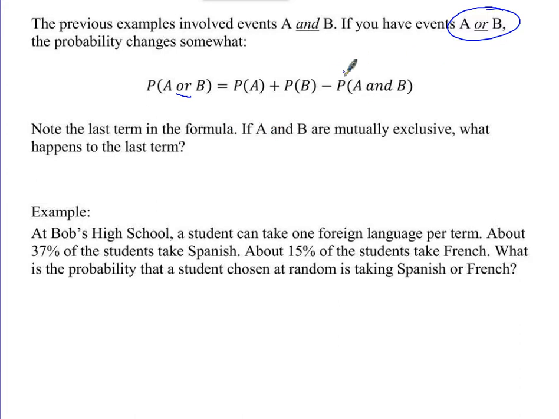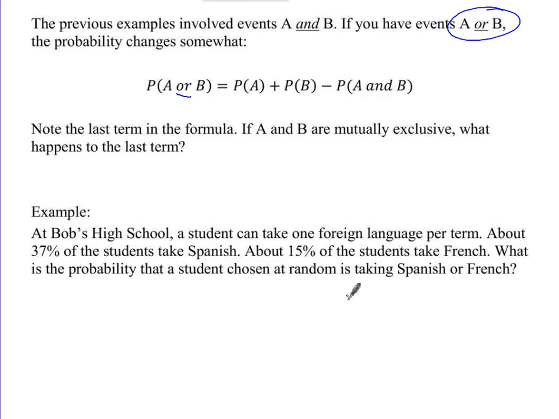So this last little question right here, note the last term in the formula, this guy right here. If A and B are mutually exclusive, what happens to that term? It disappears. Because if they're mutually exclusive, then the probability of both of those events occurring at the same time is 0, which means this term would go away. And then you're just left with these two probabilities being added together.